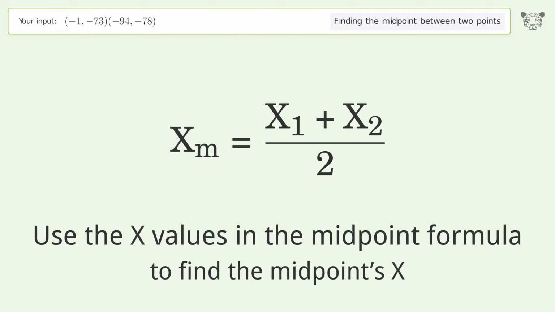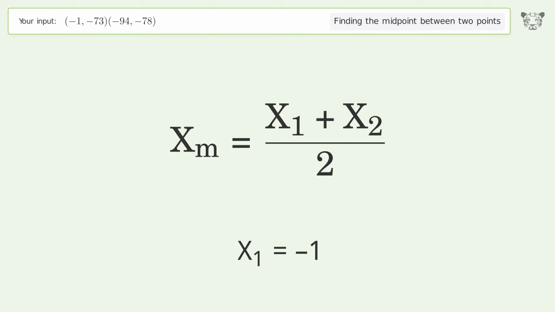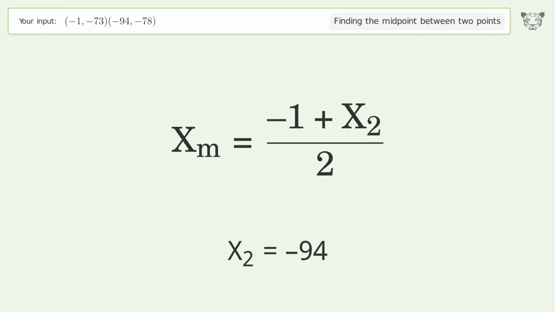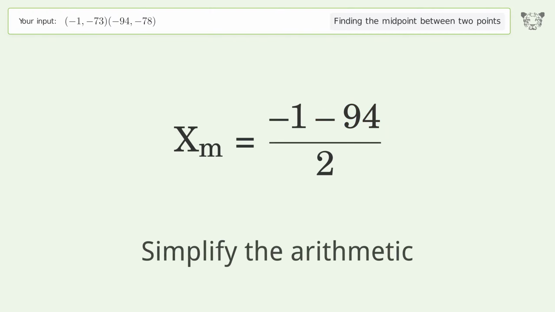Use the x values in the midpoint formula to find the midpoint's x. x1 equals -1. x2 equals -94. Simplify the arithmetic.